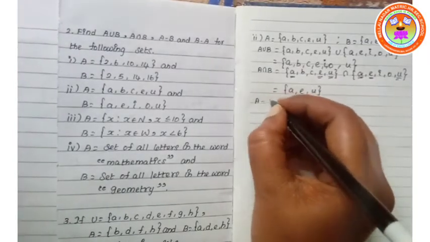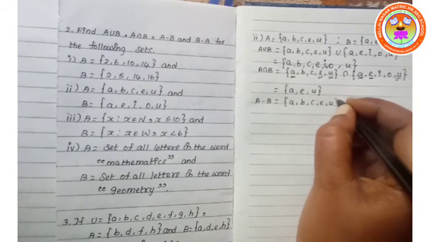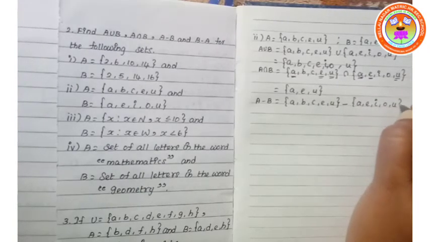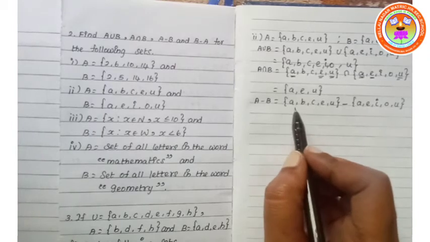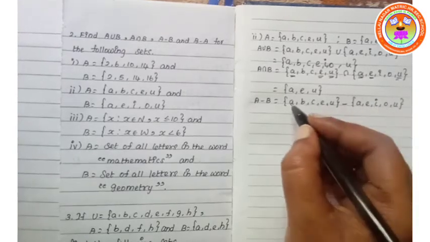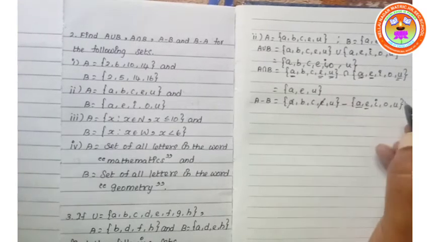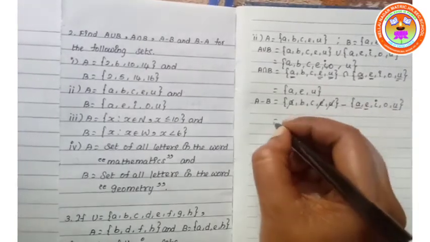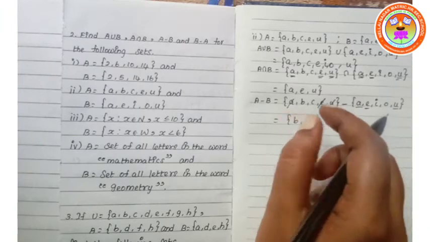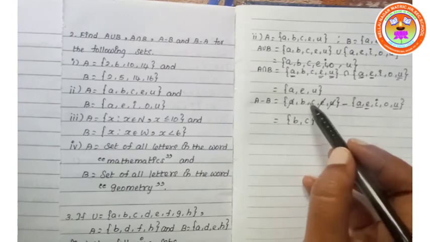Now A minus B. A is the set a, b, c, e, u minus B, the set a, e, i, o, u. Now from the first set, what are the elements that are the same in the second? Those are eliminated. So here a is eliminated, e is eliminated and u is eliminated. So what are the remaining elements in the first set? That is your answer: the set b, c. You should write only what remains in the first set. No need to worry about the second set.